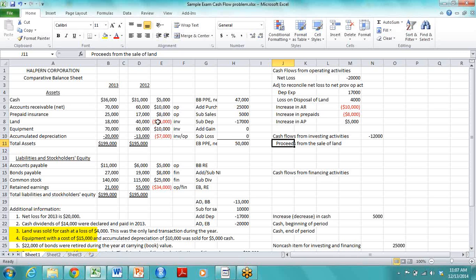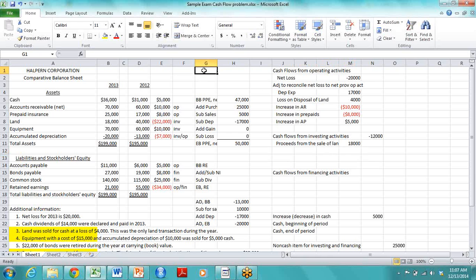And we can see here that land has decreased by $22,000. So in order to figure out what the proceeds were from the sale, this $22,000 represents the book value of the land that was removed from the balance sheet. And if we had a loss of $4,000, that's going to mean that our proceeds from the sale are going to be $18,000. So we got cash of $18,000 when we sold the land. It had a value on our books of $22,000 because you can see that change right here. But we had a loss of $4,000, so we must have got cash of $18,000. So that's going to be the proceeds from the sale of land.